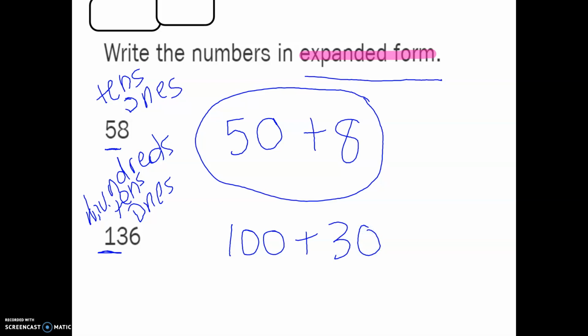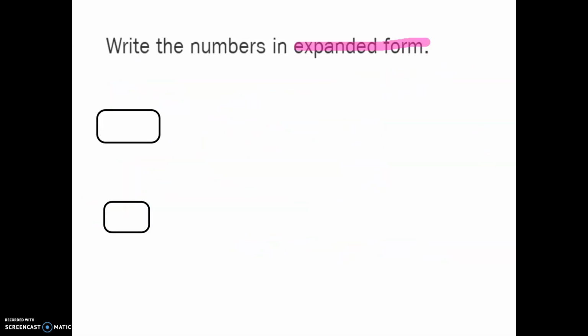And I have 6 in the ones place. So writing 136 in expanded form is 100 plus 30 plus 6. Okay, let's try this.